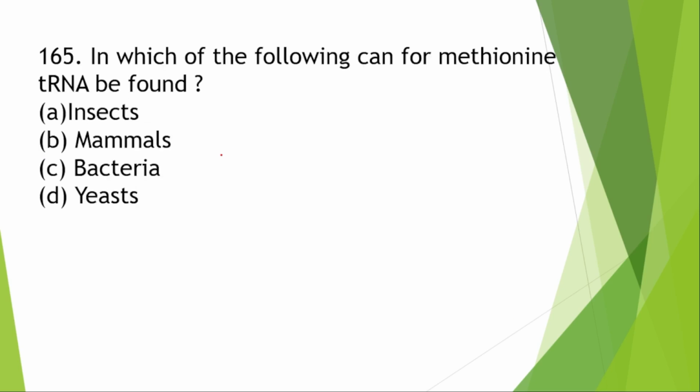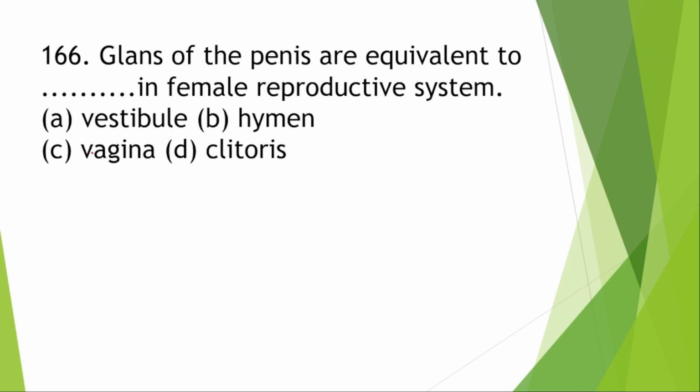Next, 165. In which of the following can formyl methionine tRNA be found? A. Insect, B. Mammals, C. Bacteria, and D. Yeast. So here the right option is option C, bacteria. Next, 166. Glans of penis is equivalent to dash in the female reproductive system. A. Vestibule, B. Hymen, C. Vagina, D. Clitoris. So here the right option is option D, clitoris.